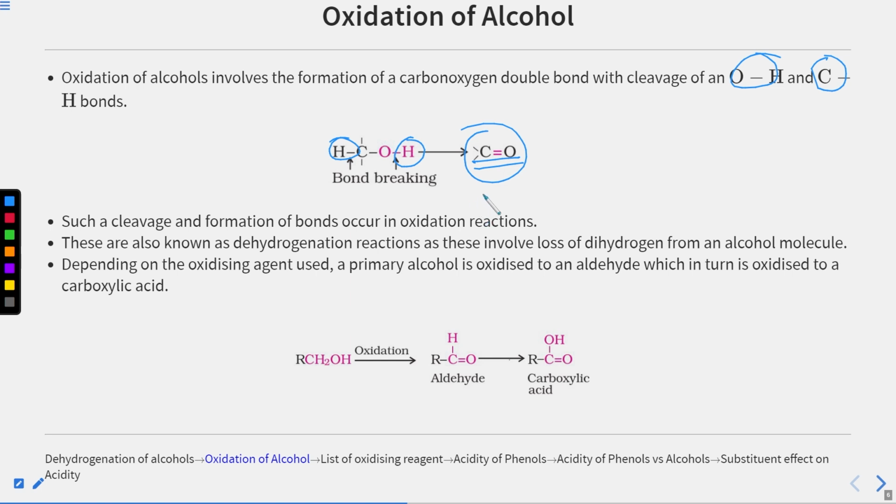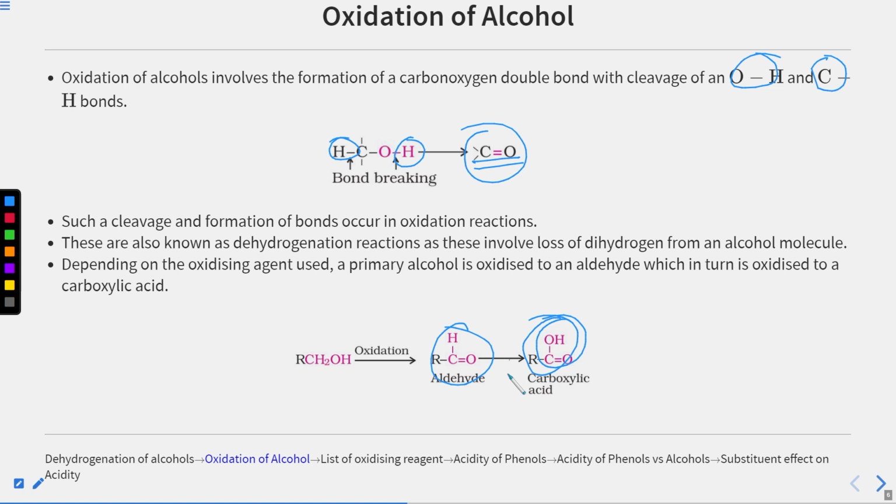Now we can do it in two steps. First, we can remove one hydrogen from this side and one hydrogen from this side to give an aldehyde. Now we can add one oxygen to give carboxylic acid. Both of these reactions are of course oxidation only. This is our oxidized product when we use a milder oxidizing agent. If we take a stronger oxidizing agent, it will convert this oxidized product into a much more oxidized product, that is carboxylic acid.